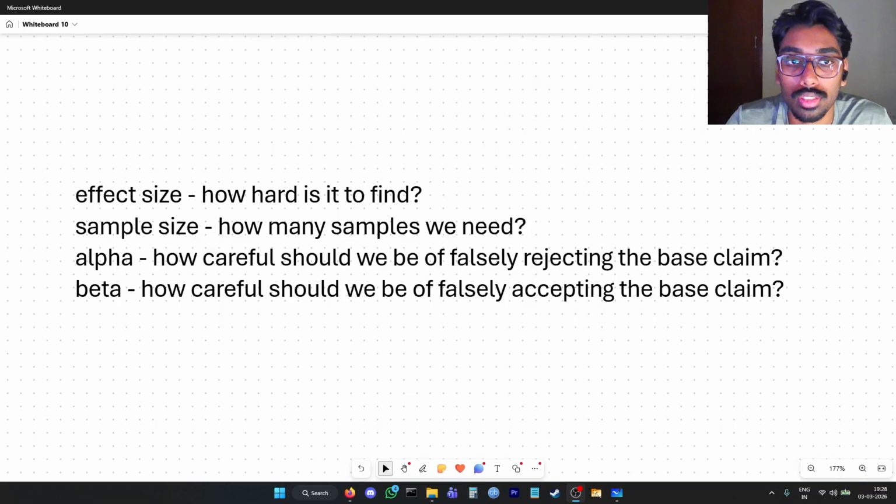And effect size is pretty visible at the start itself for certain use cases, but if you go very deep, then we'll have to conduct studies for that on its own. Sample size also, we have to optimize it so that we do not waste a lot of time or money and we can arrive at a good conclusion by balancing these two factors out, right? So yeah, these are the four pillars of power analysis: effect size, sample size, alpha and beta.